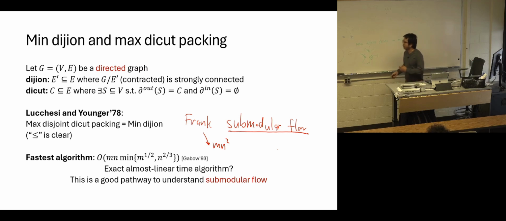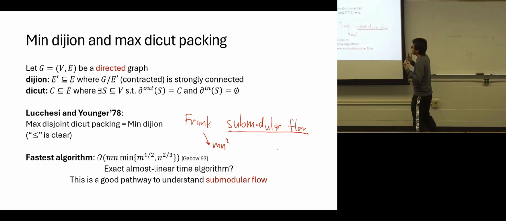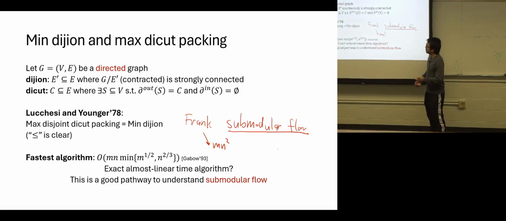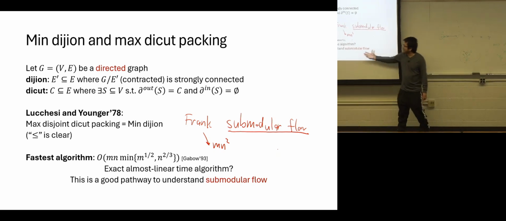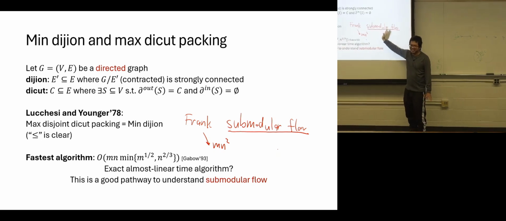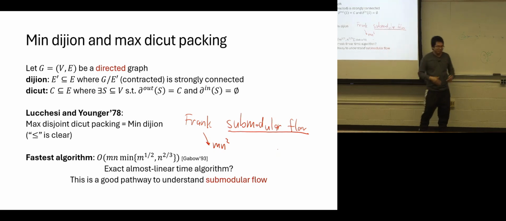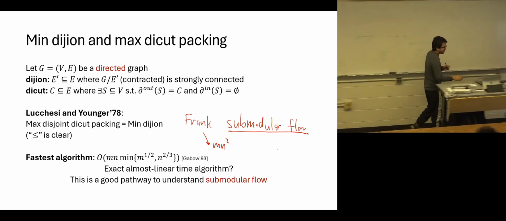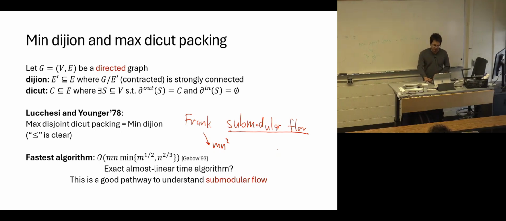And this is a good pathway to understand something called submodular flow, which is much more general than min cost flow and even matroid stuff. Okay, but it's super concrete. So something that is so abstract here is captured by a very concrete problem that you can try to attack and get a deeper understanding. So that's another nice concrete question.